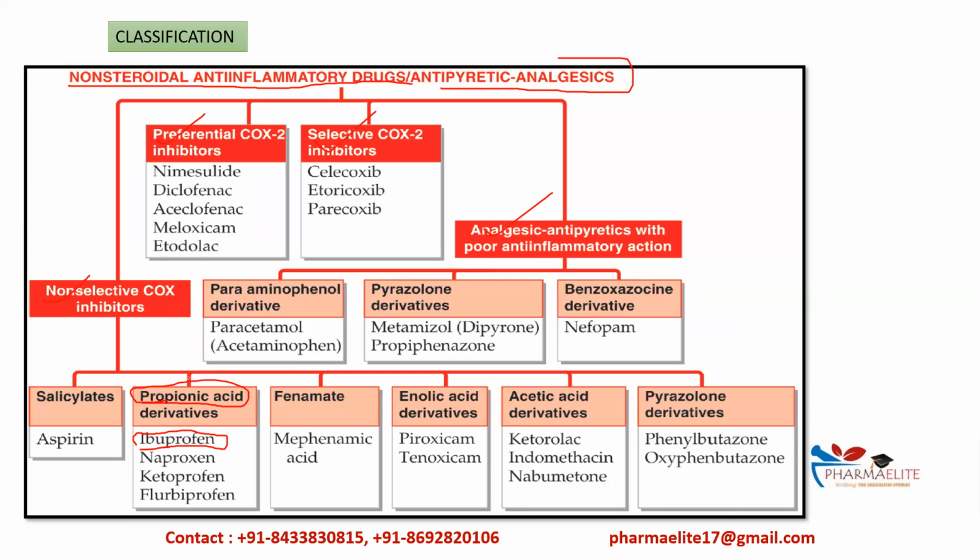Other drugs belonging to this particular class are naproxen, ketoprofen, flurbiprofen, and another drug called fenoprofen. We can notice one thing in this class: most of the drugs belonging to it have pro in their infix. So what does this mean? This indicates that they belong to the propionic acid derivatives.